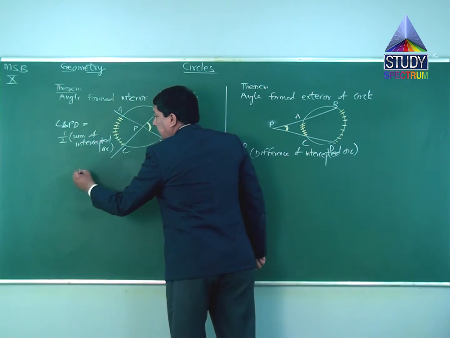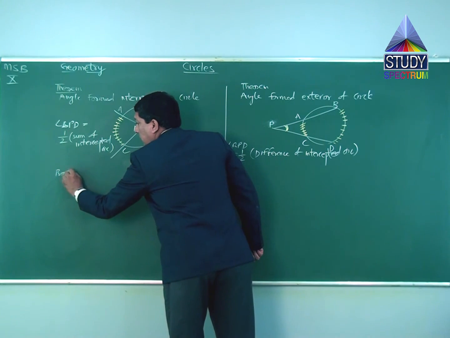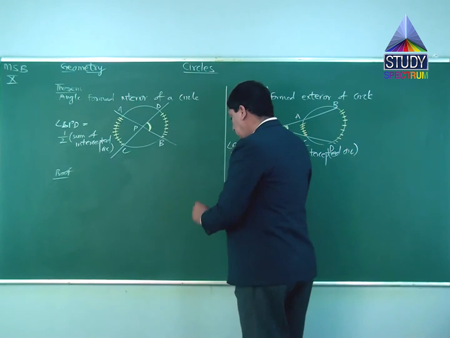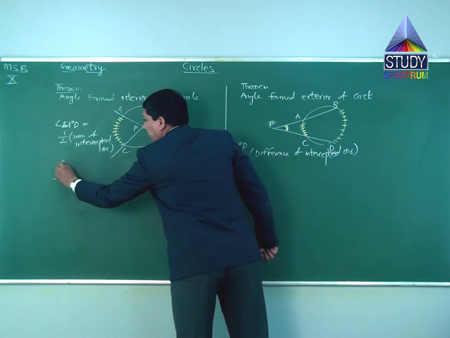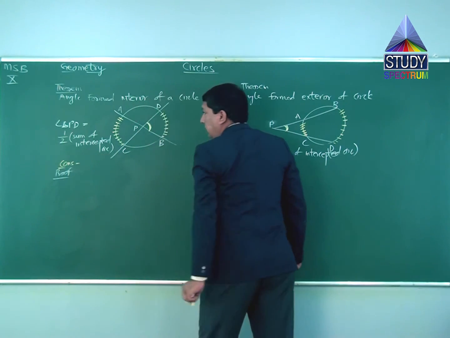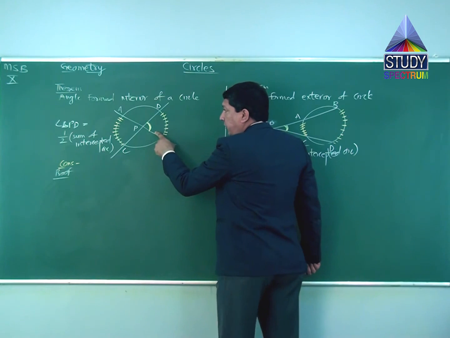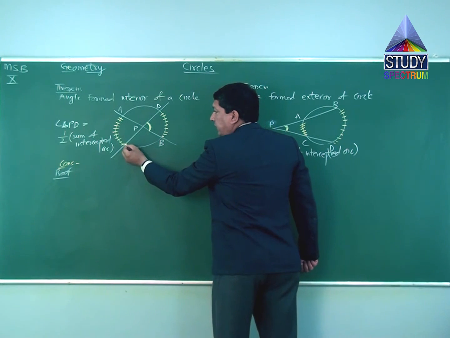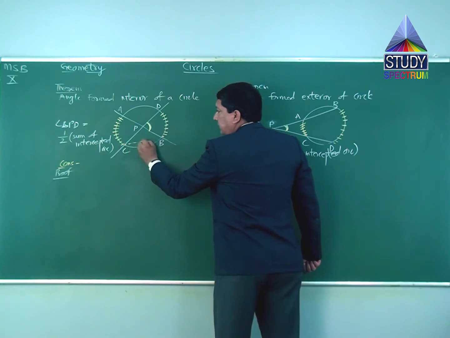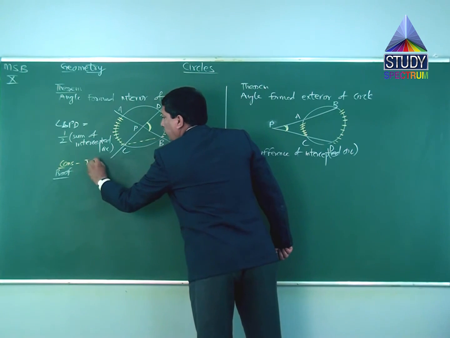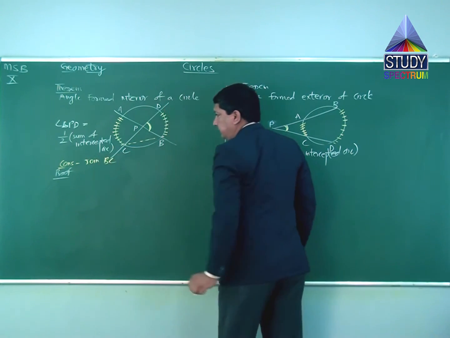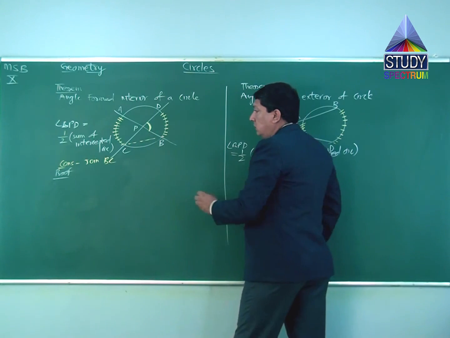So we'll get the answer now. Proof of this. For that, we'll make a construction. To get this angle, I am joining BC. Join BC. So we'll start with the proof now.